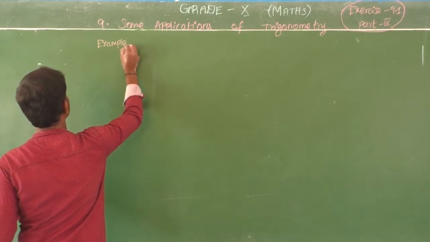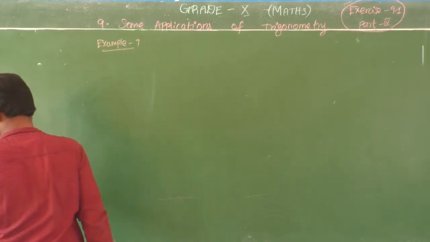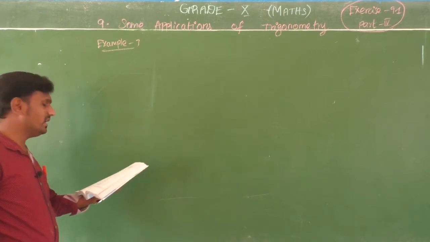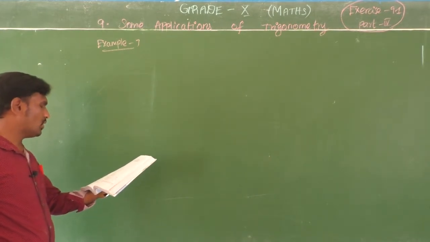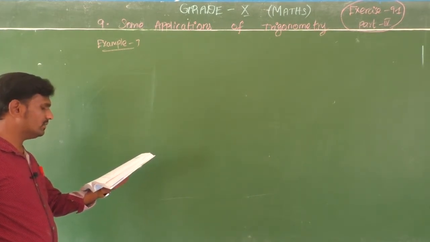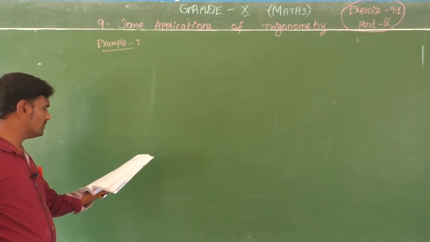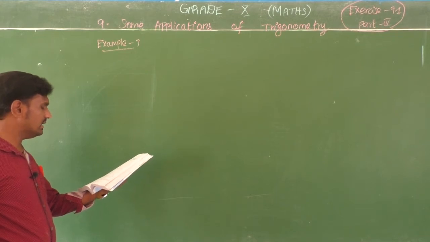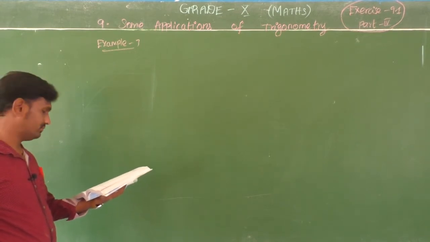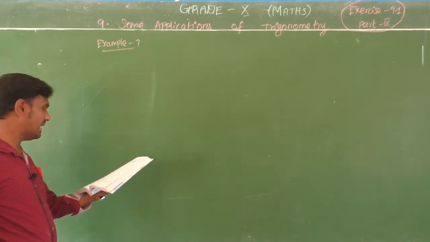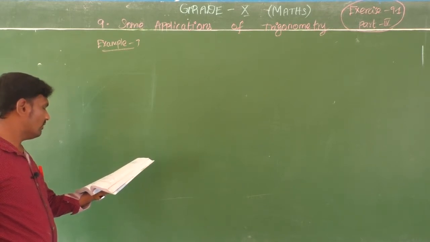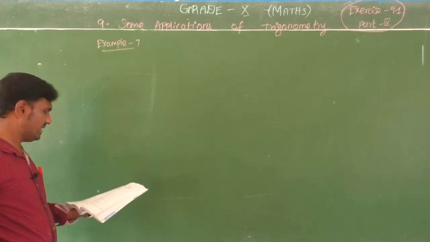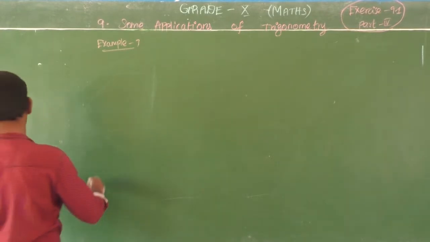Listen carefully, this is a very easy question. From a point on the bridge across a river, the angles of depression of the banks on the opposite sides of the river are 30 degree and 45 degree respectively. If the bridge is at a height of 3 meter from the banks, find the width of the river.